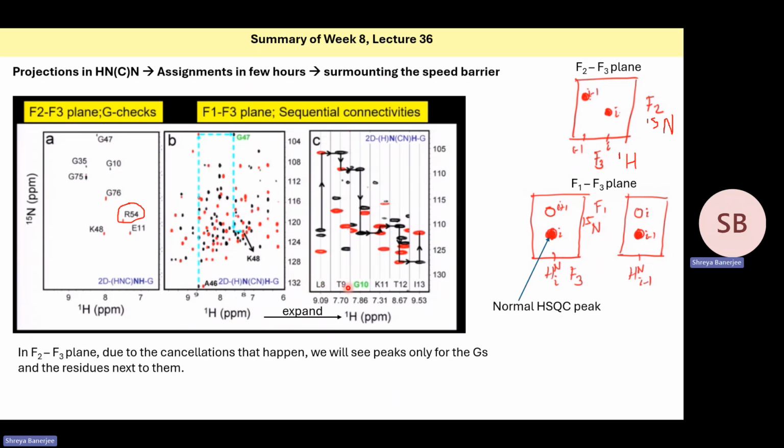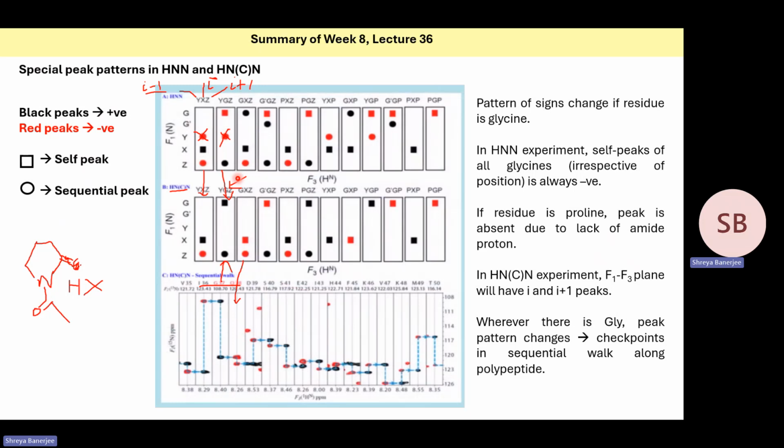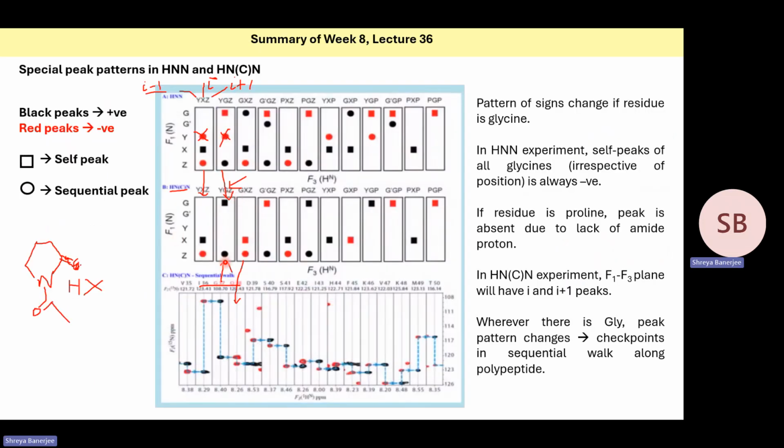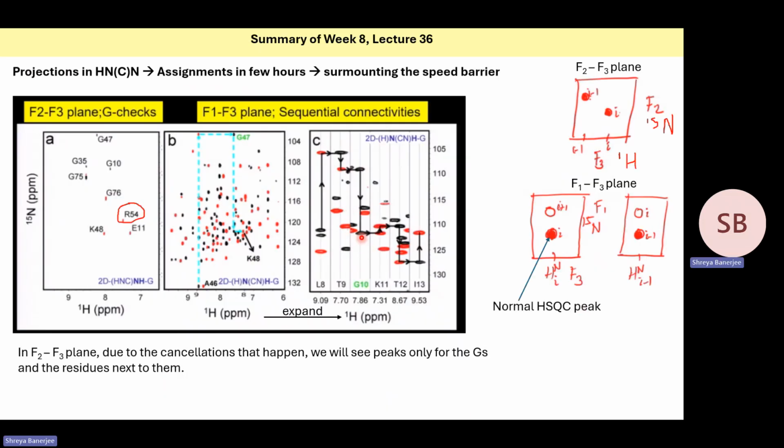So the peptide sequence is given here. There is a leucine at first. So you have a self peak, which is black, and a sequential peak, which is red. Then from this sequential peak, you're moving to the next self peak of the next residue. From self peak, again, you're going to the sequential peak. Now, when you come to a glycine, you see TGK. So glycine is in the middle. When glycine is in the middle, both will be black. In this case, again, you can see both are black.